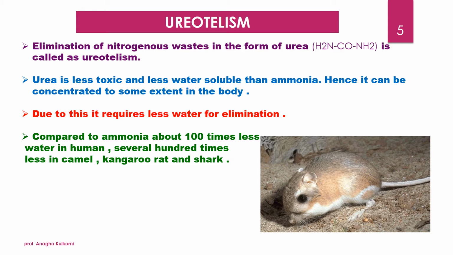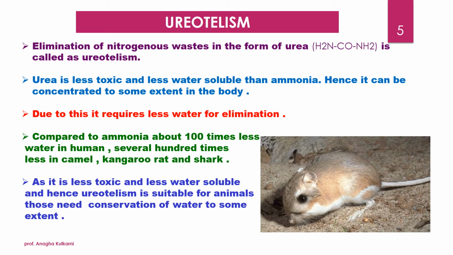Now you may feel, how is it possible that an organism can survive for a long time without water? The reason is that kangaroo rats feed on seeds, and the seeds or any plant material they feed on contain ample water, which is sufficient for the metabolic reactions to run. As it is less toxic and less water soluble, ureotelism is suitable for animals that need to conserve water to some extent. In other words, it is an adaptation for survival on land.